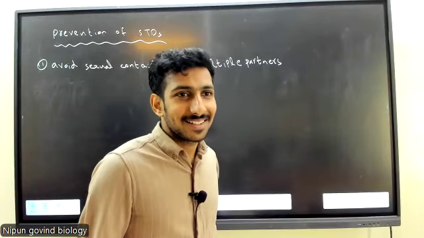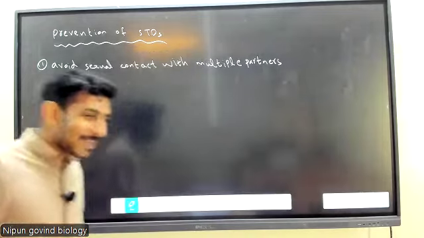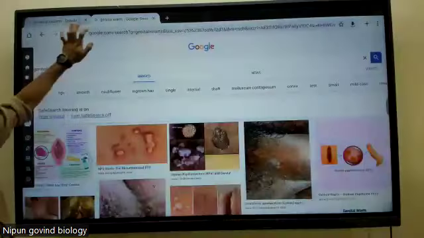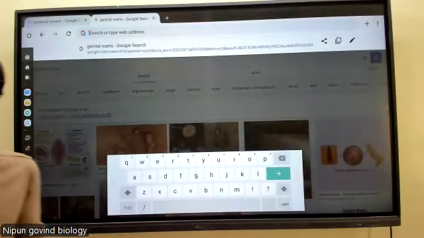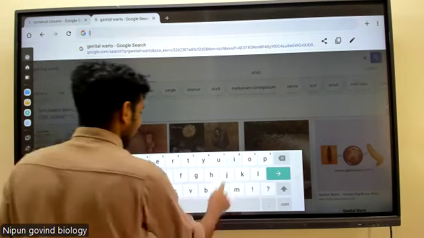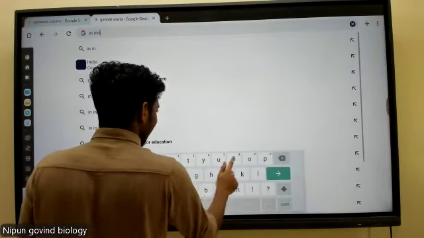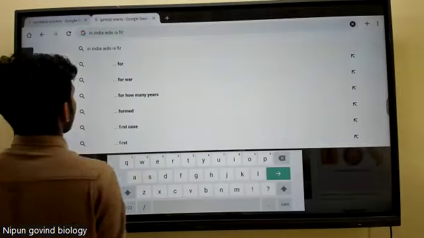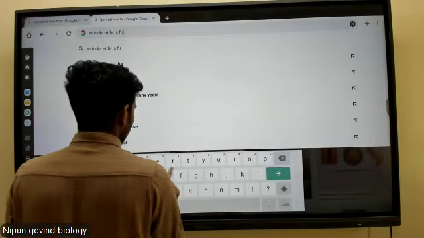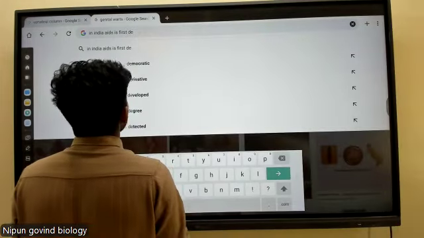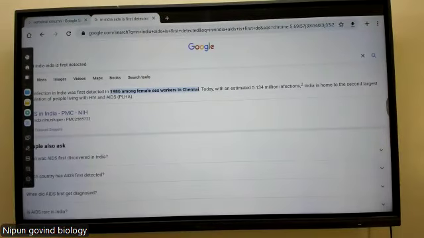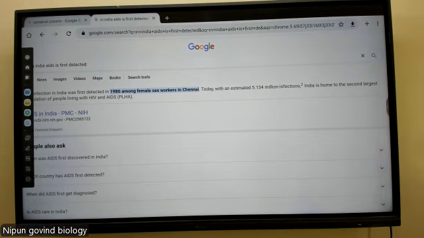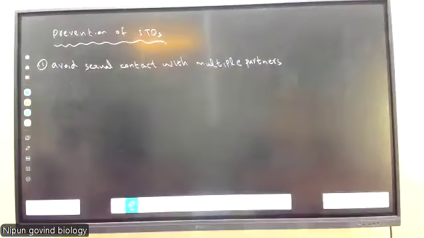Seriously, Tamil Nadu. If you don't trust me, we can search in Google. I'm not shaming Tamil Nadu, it's a fact. In India, AIDS was first detected in Chennai.